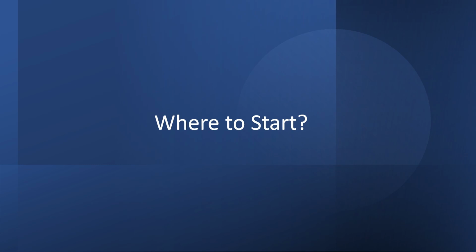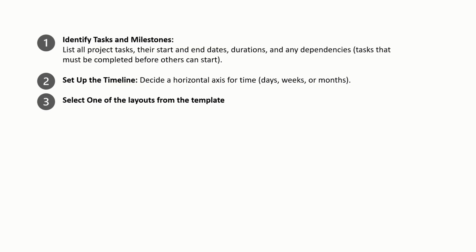If you search online, there are millions of templates out there. So in this next segment, I want to break down the process of making a Gantt chart as easy as possible. To make a Gantt chart, first we need to identify all our tasks and milestones. So first, start by making a list of tasks with their start and end dates and how long they are expected to take with any interdependencies.